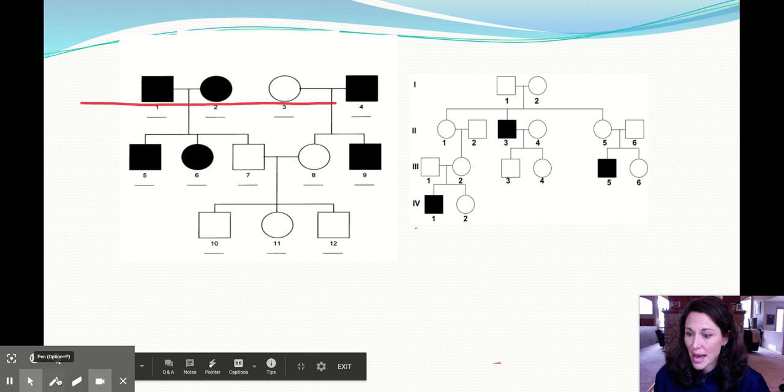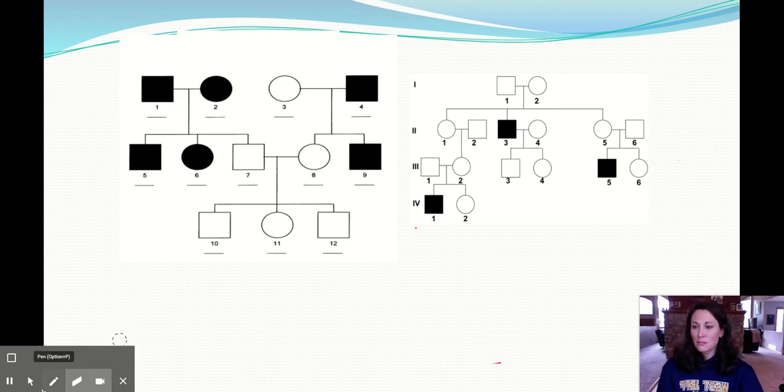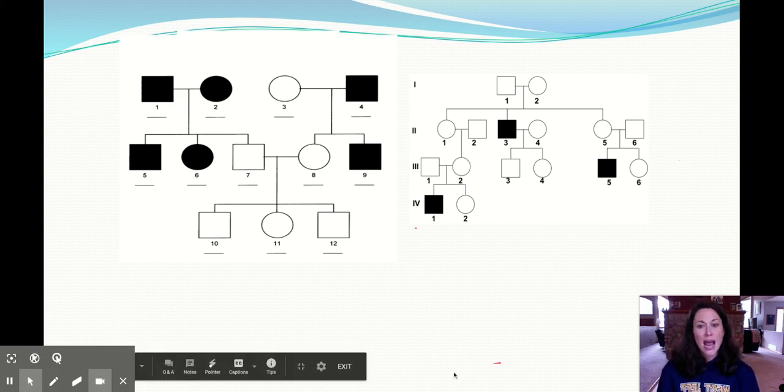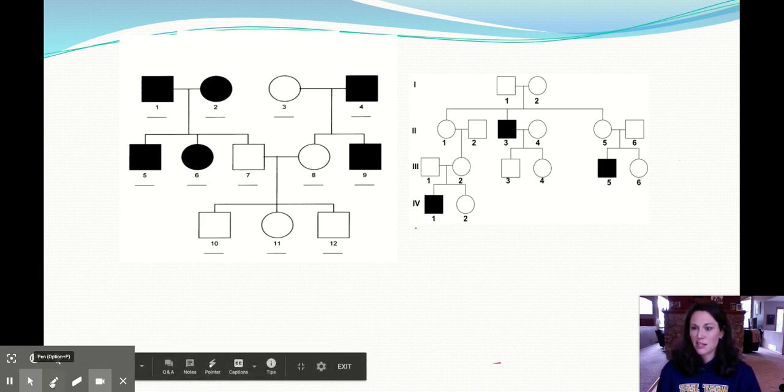Alright, folks, if you're back with me, then we have one more thing to talk about. I don't know how I got a line there. One other thing I want to mention is sometimes I'm going to ask you if a trait is a recessive trait or a dominant trait. And we haven't practiced with any dominant traits yet, but I'm going to give you some indicators that will tell you if something's a recessive trait or a dominant trait.